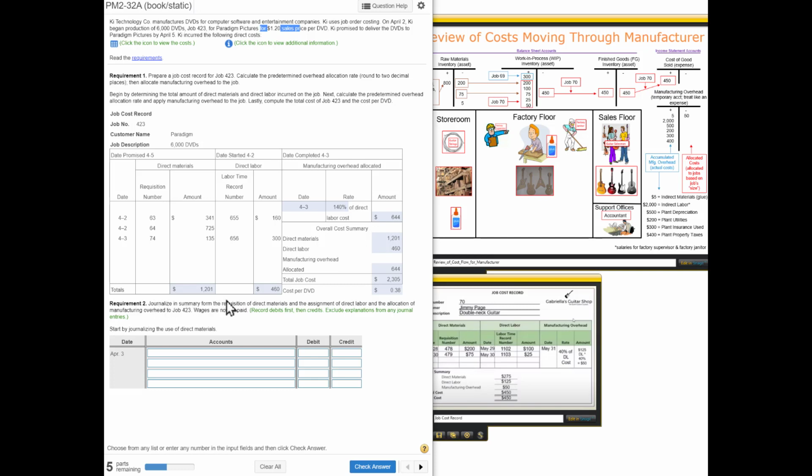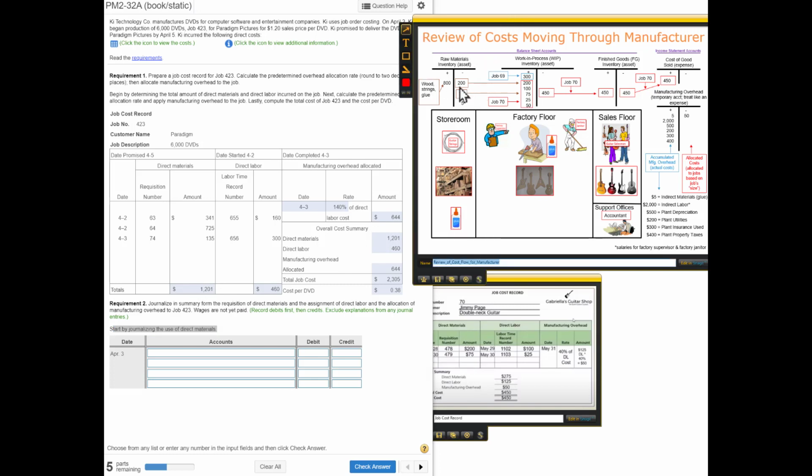Journalize in summary form the requisition of direct materials and the assignment of direct labor and the allocation of manufacturing overhead. So for these three costs, we're going to now do the journal entries for them. So the way we do that is we need to start with direct materials. So when we ordered these direct materials to put on the job, it increases.